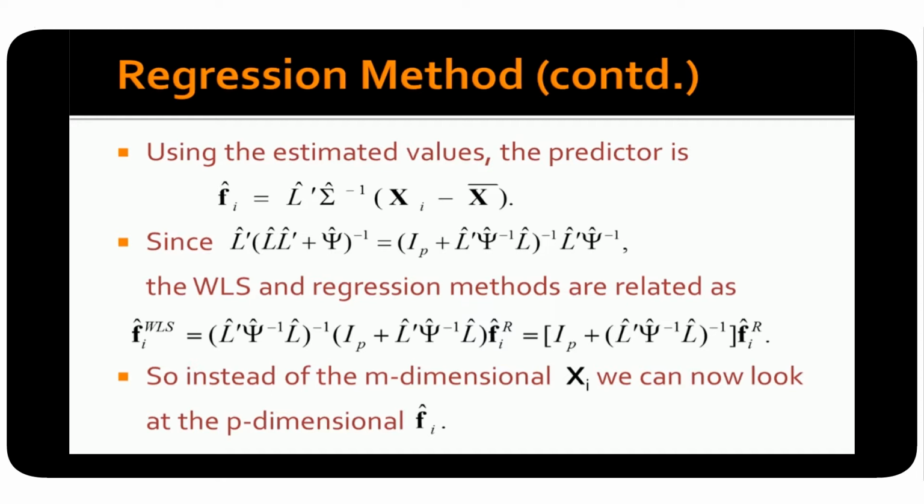If we use this, we can show that the weighted least square estimates that we have found before are related to the regression estimates that we have found now through the relationship: f hat LS is equal to I plus L hat prime psi hat inverse L hat times fi for the regression method. So, these are certain ways of finding the factor scores. There are two distinct ways, and as we showed, these two can be related to each other.